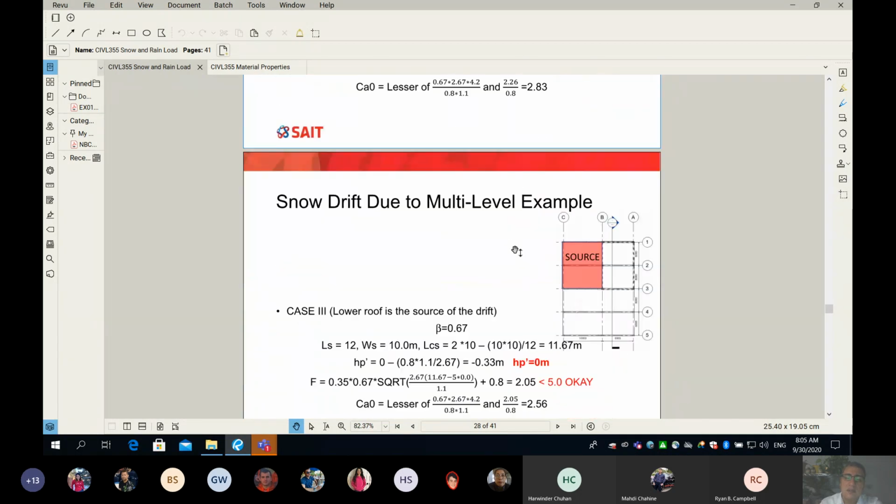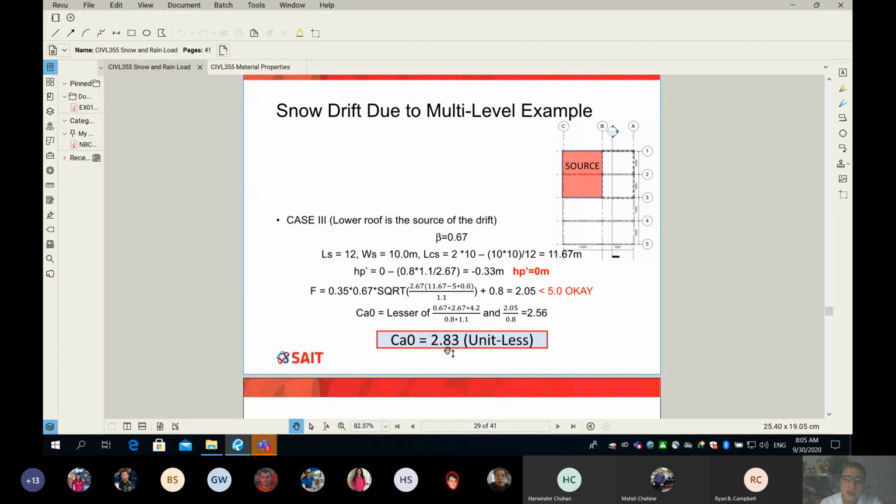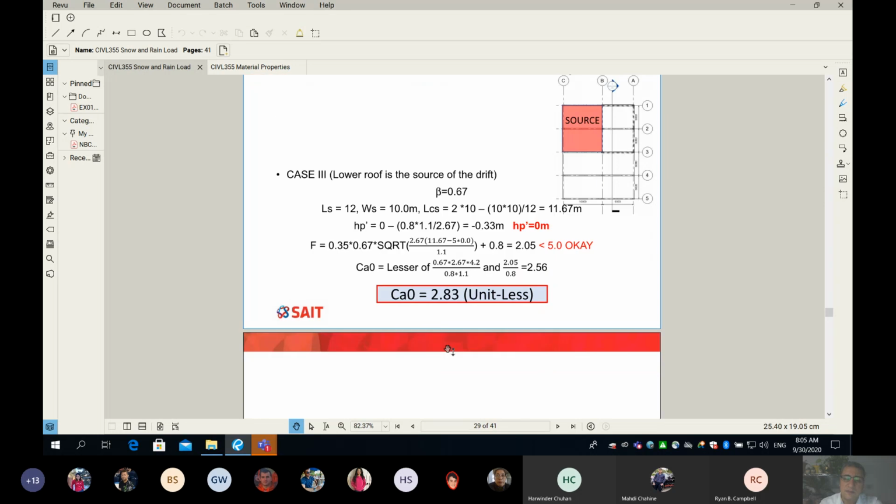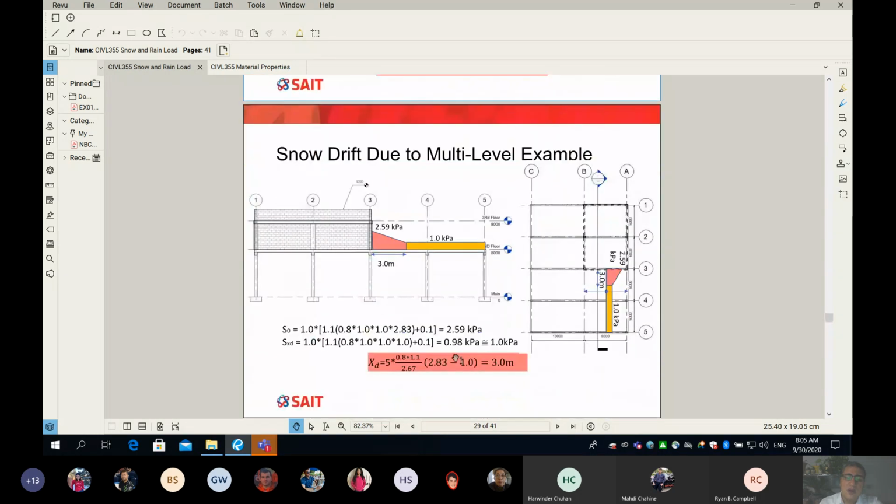C of 0 is simply the maximum among the three, which is 2.83. Once you're able to find C of 0, now and only now you can find XD. Okay. Now, here we go. You can see XD at the very bottom of my slide is a function of the maximum C of 0. It happens to be 3 meters.